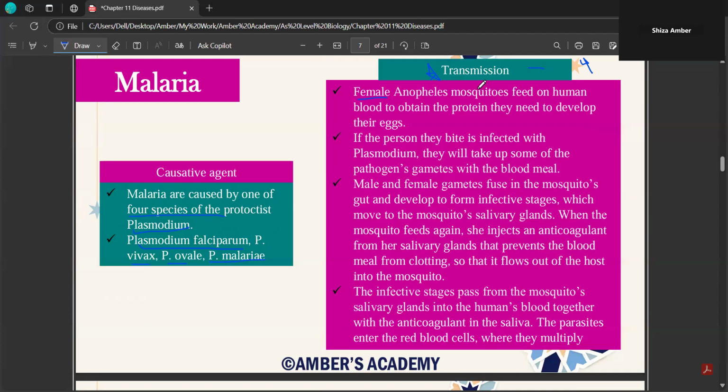So female Anopheles mosquitoes feed on human blood to obtain the protein they need to develop their own eggs. So what exactly is happening? There comes a mosquito. She needs certain sorts of proteins so that her eggs can develop, and this is why she feeds on human blood. Number one. Then, if the person they bite is infected with Plasmodium, they will take up some of the pathogen's gametes with the blood meal.